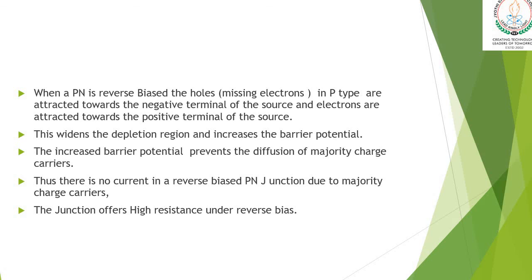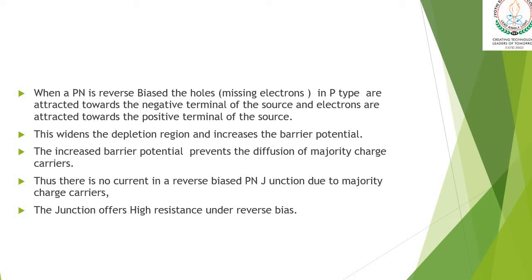So I just repeat that when a PN junction is reverse biased, holes in the P-type are attracted towards the negative terminal of the source and electrons are attracted towards the positive terminal of the source. Now, this is just a conventional way that we write, but this is what is actually happening in a reverse bias condition. Holes, the missing electrons in the P-type, are attracted to the negative terminal of the battery and electrons are attracted to the positive terminal. This is what is available in the text, but actually the concept is this.